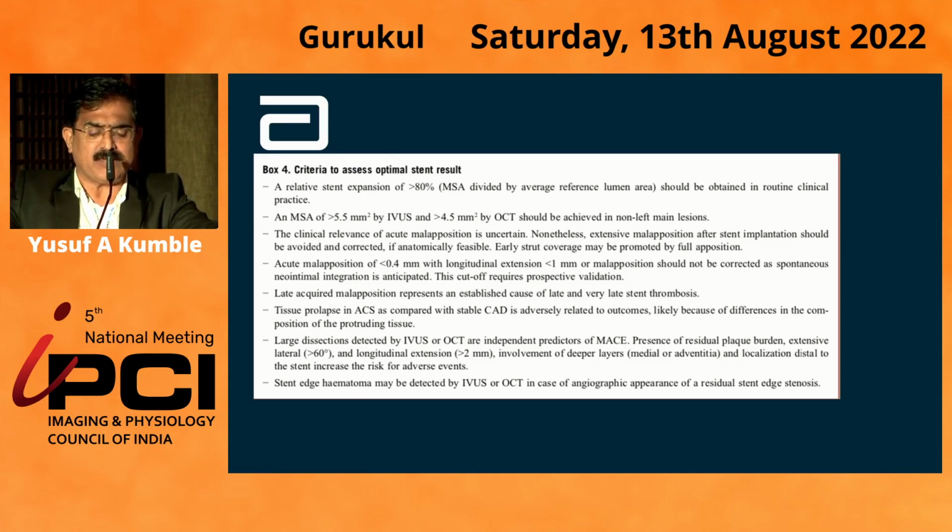In spite of that, extensive malapposition after stent implantation should be avoided and corrected. Acute malapposition of less than 0.4 mm with a longitudinal extension of less than 1 mm need not be corrected. Late acquired malapposition represents an established cause of late and very late stent thrombosis. Tissue prolapse in ACS, as compared with stable CAD, is adversely related to outcome. Large dissections detected by IVUS or OCT are independent predictors of MACE. Presence of residual plaque burden, extensive lateral extension, longitudinal extension of more than 2 mm, and localization distal to the stent increase the risk of adverse events.